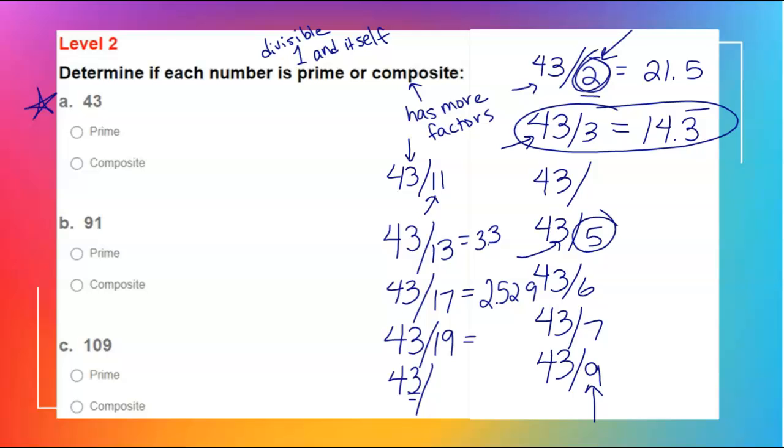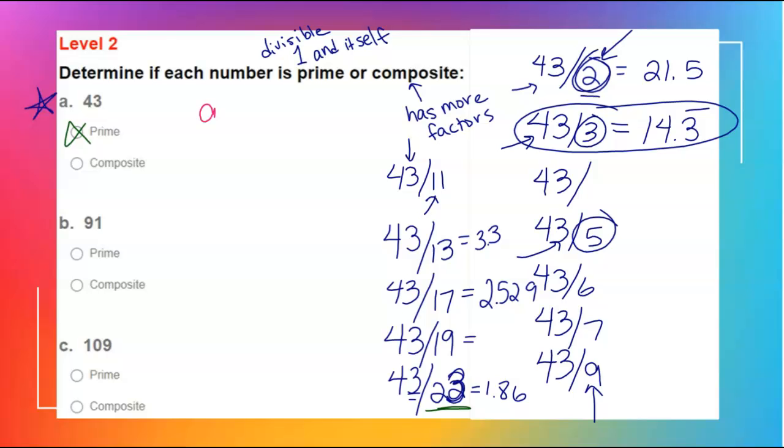Divide by 21 is a waste of time because 3 is a factor of 21, but not of 43. 43 divided by 22, waste of time. 23 is prime. That's not a waste of time. 43 divided by 23 is 1.86. And 23 is past the halfway point of 43, so you're not going to find any other factors. We can stop and we can say this is prime.